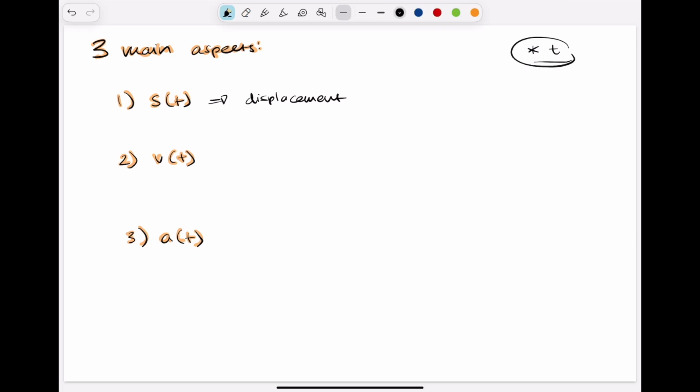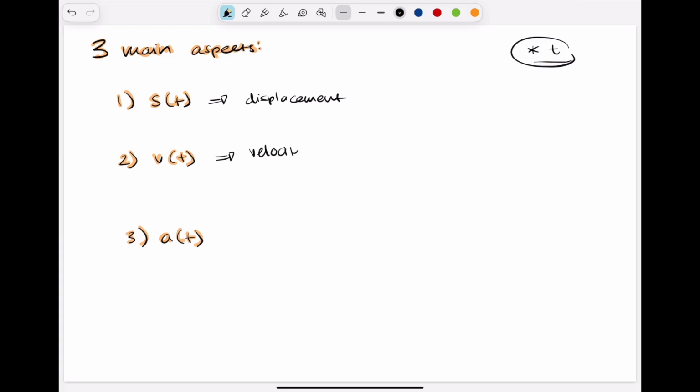And notice how all of these functions are with respect to time. That's because when working with motion, we often use time as our independent variable, in the sense that it's, for example, our displacement after 5 seconds, or our speed after 10 minutes, or our acceleration at the 5th minute, who knows. Then our second aspect is velocity.